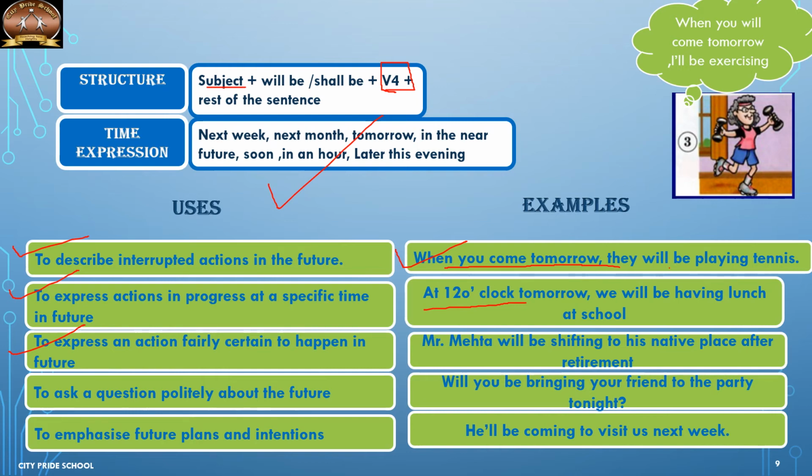Mr. Mehta will be shifting to his native place after retirement. Now shifting cannot be done in a moment. It is not an action that will occur in a moment. It's going to take a long time. So it is future continuous tense.